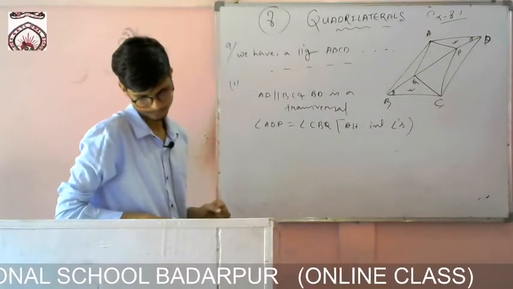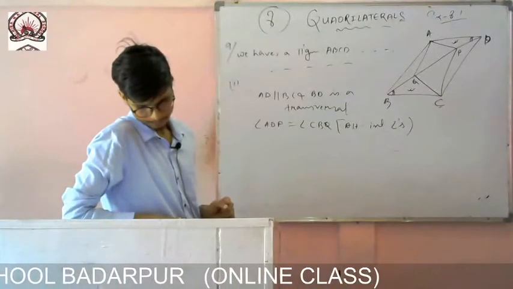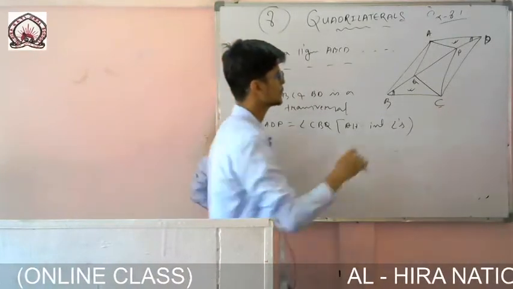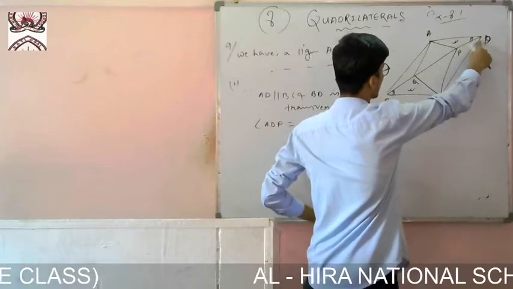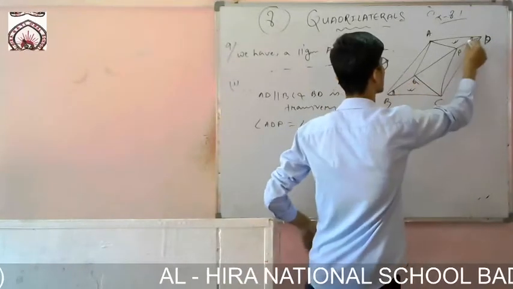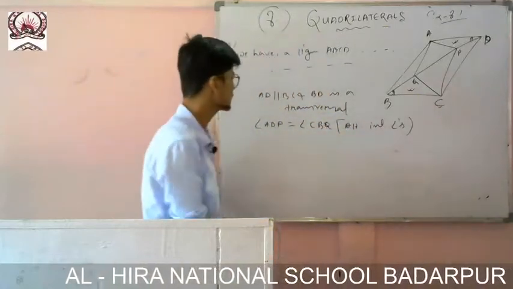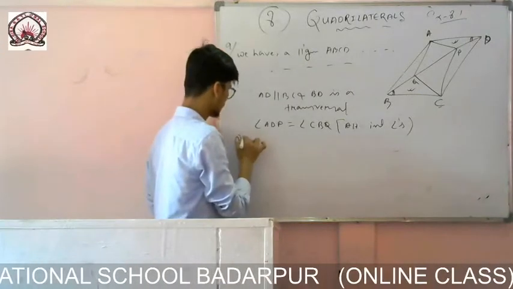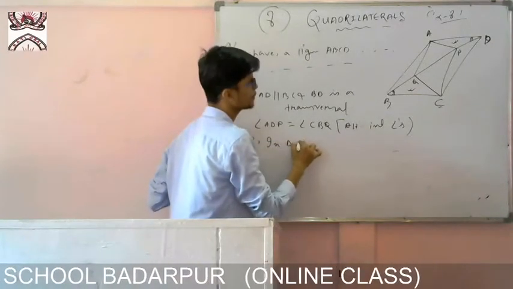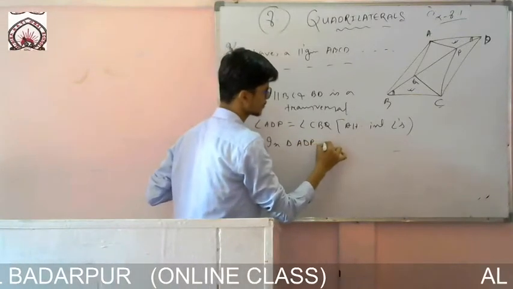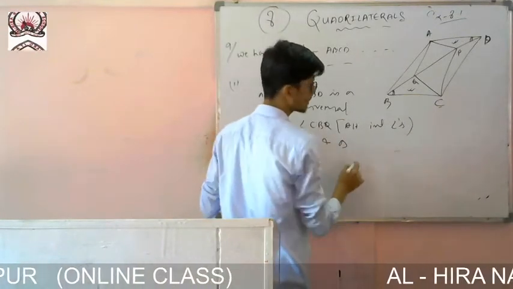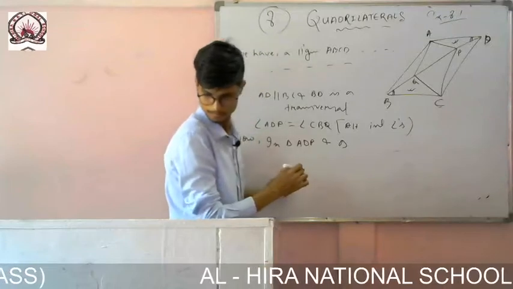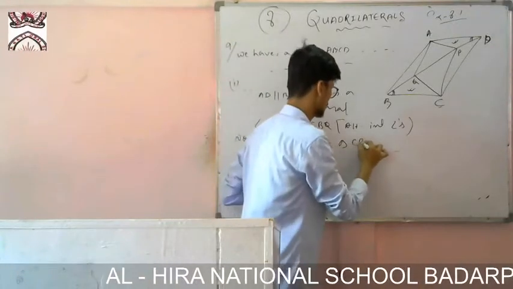Okay, ADP equals CBQ. I am not writing the full one, I can write CBD, but I need only this part, so I have written only that part up to P. Okay, so ADP will be equal to CBQ. Now in triangle, what do I have to prove? I have to prove ADP is congruent to triangle CQB. Yes, it is CQB, sorry.